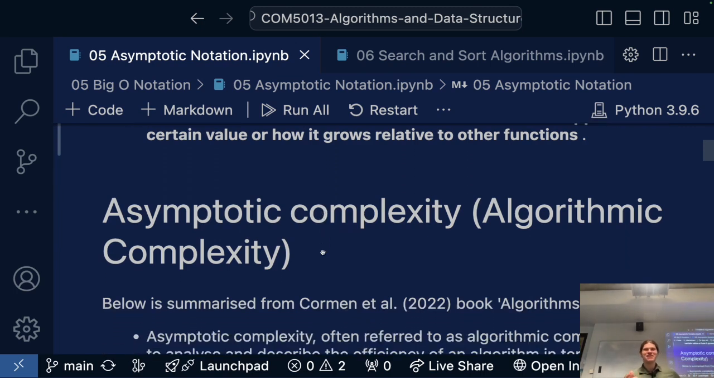Has anyone heard of big O notation or measured it before? Yeah, okay. All right, well, don't worry, I'll tell you all about it. But it's good that one of you has heard of it, so that's good.